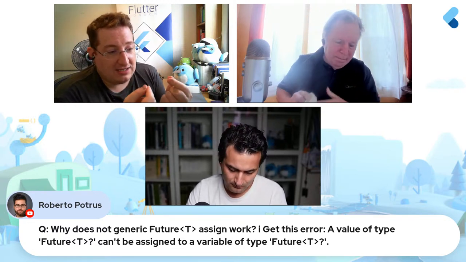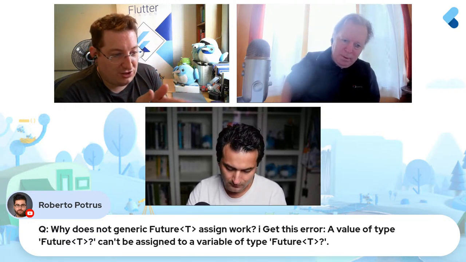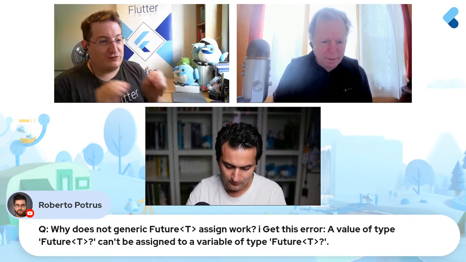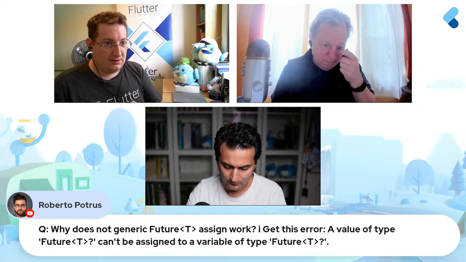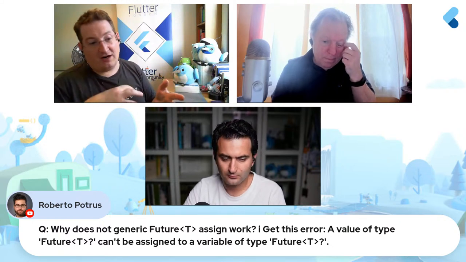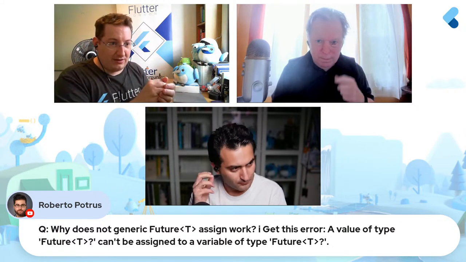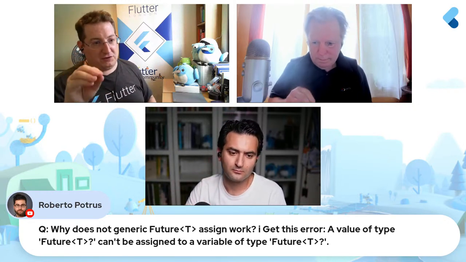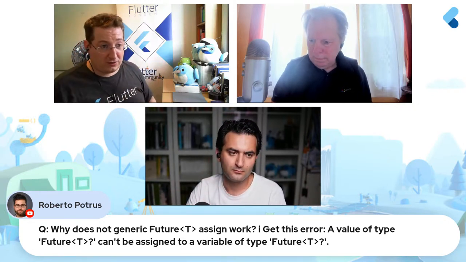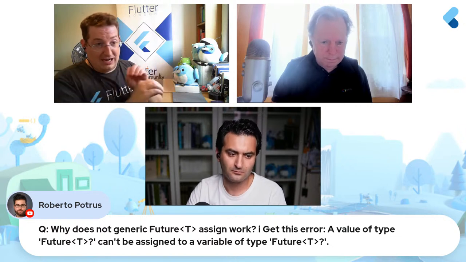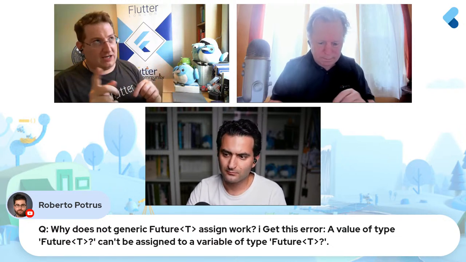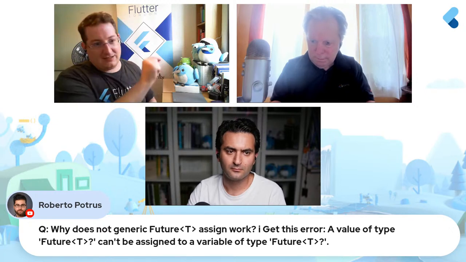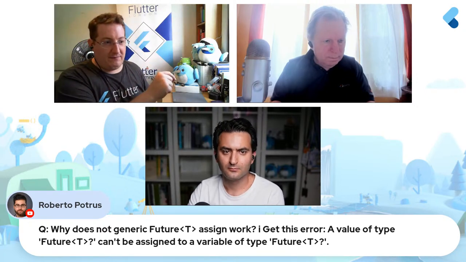But the other side of this is, if you're not using generics on a Future, you're just using a Future by itself, it means it's a Future<dynamic>. And at that point, you cannot downcast a dynamic to a non-dynamic. So, for example, if you're trying to convert a Future<dynamic> to a Future<void>, that won't work because you're downcasting, right? But the other way, you can. You can take a Future<void> and make it a Future<dynamic> because a void is a dynamic. Everything is a dynamic, right?